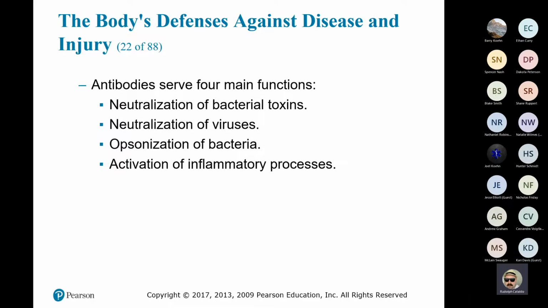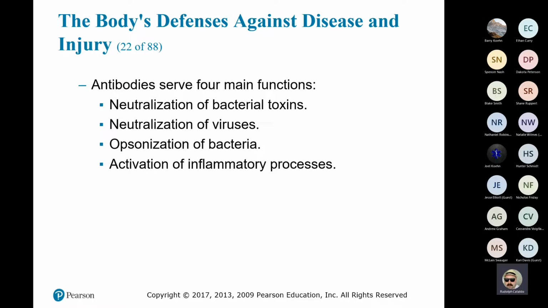Remember antibodies? They're things that fight antigens. And an antigen is anything that enters our body that shouldn't be there, that's foreign to us. So these antibodies serve 4 different types of functions. They neutralize bacterial toxins. They neutralize viruses. They do something called opsonization of bacteria, which I'll cover in a second, and then activation of the inflammatory response. So let's talk about some of these major functions and what they truly mean.